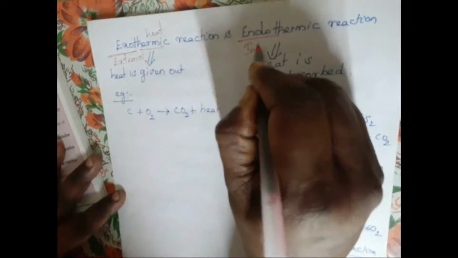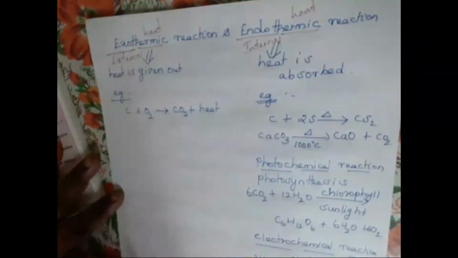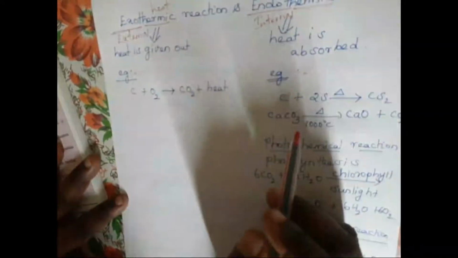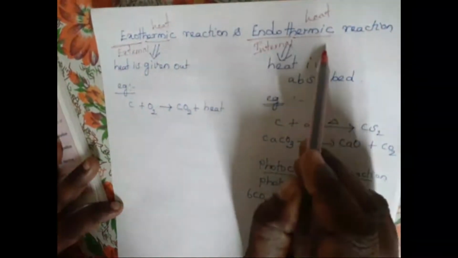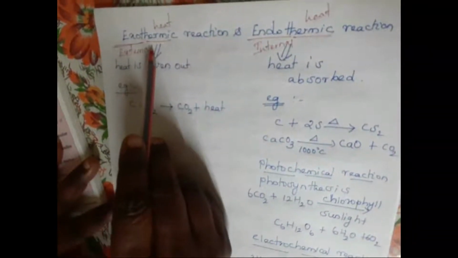What is meant by endo? Internal is called as endo. What is meant by thermal? Again it is heat. When you are supplying heat for a reaction to occur, then it is called an endothermic reaction. That is, when the heat is absorbed by the reactants in order to produce a product, then it's called endothermic reaction. If a reactant gives out the heat as a product, then it is called exothermic reaction.